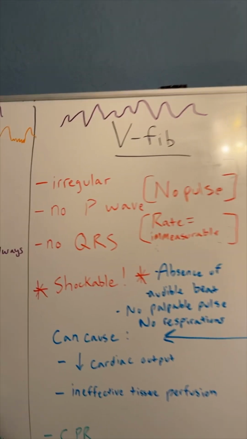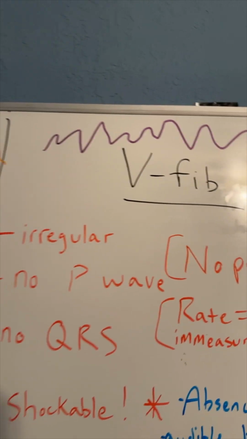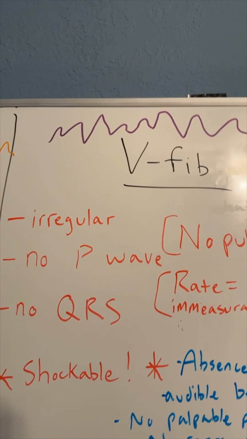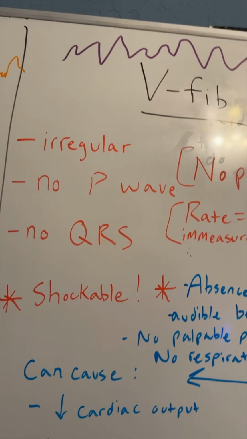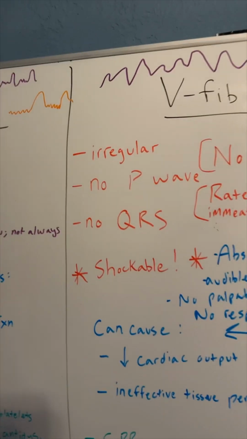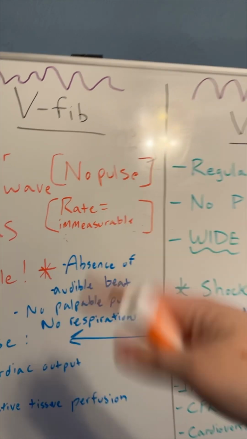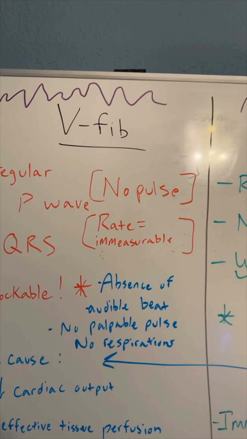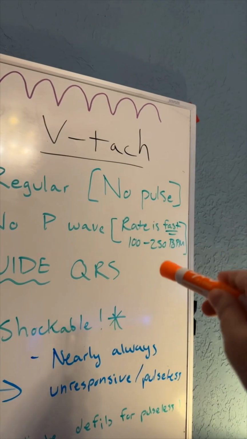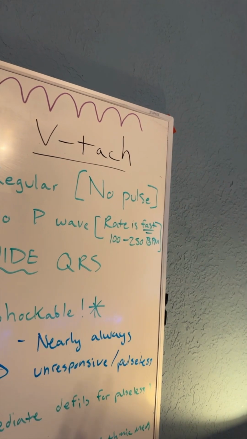Anyway, going back to this, it's going to be irregular. It's one thing I can say is accurately depicted in my drawing here. It's going to be irregular. There's not going to be a P wave. There's not going to be a QRS. This is a shockable rhythm. In fact, you better shock, or yikes. There's not going to be a pulse, and the rate of the electrical stimuli is immeasurable. So don't get confused, because over here I'm going to mention there's no pulse and there's also a rate. That rate is referring to the contractions.